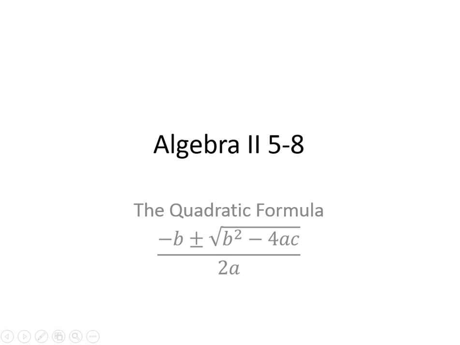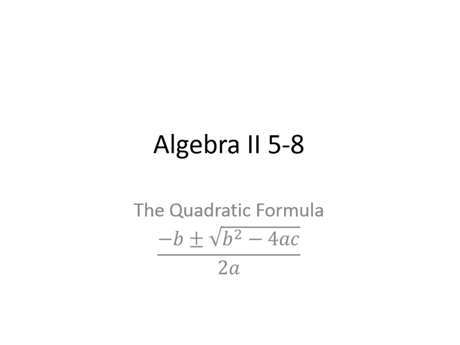Alright, so in this last section we're going to be looking at something called the quadratic formula, which is another way, like completing the square or factoring, of finding your zeros for a quadratic function, so finding where it intersects the x-axis. And this is one that you can always use.